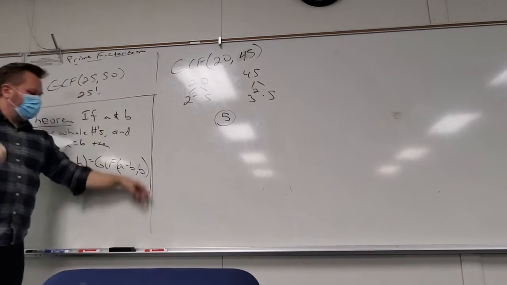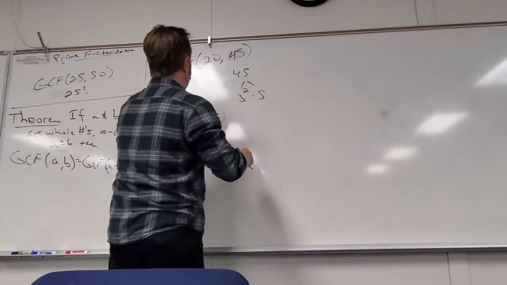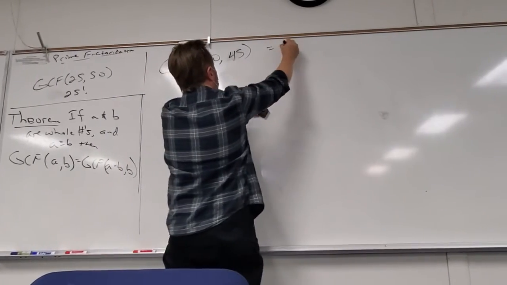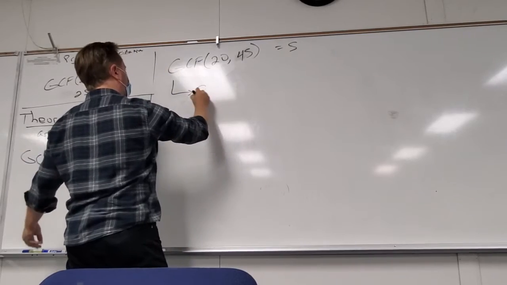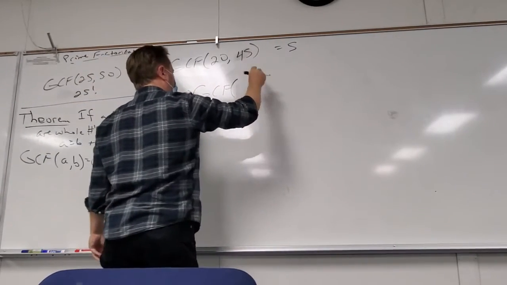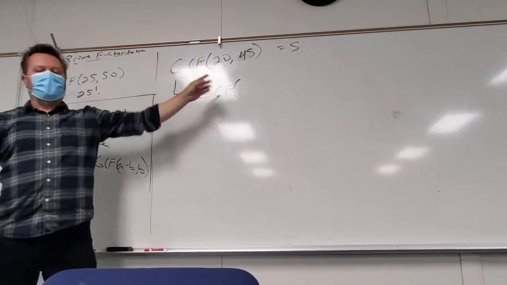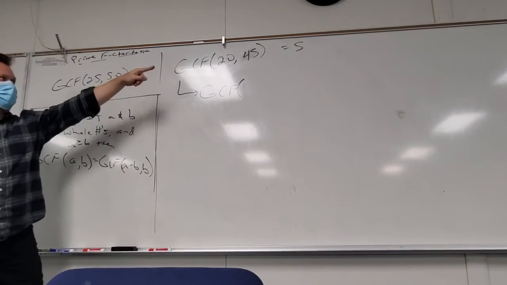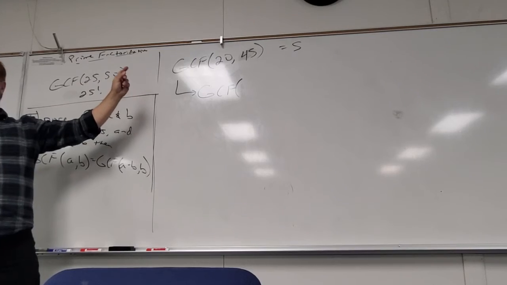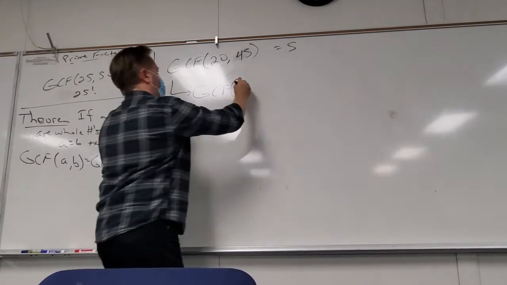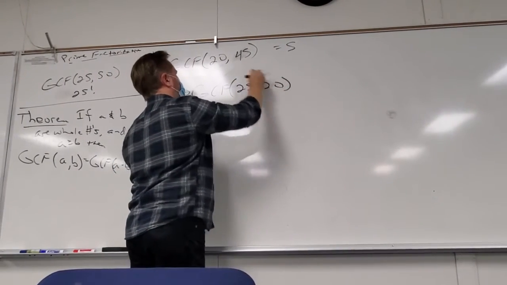So look at this. Let's try it over here. So supposedly, we already know the answer to this is 5. But this theorem says the answer to this is the same as the answer to this. Of course, I would take the bigger one minus the smaller one. What's 45 minus 20? 25. And keep the smaller one.